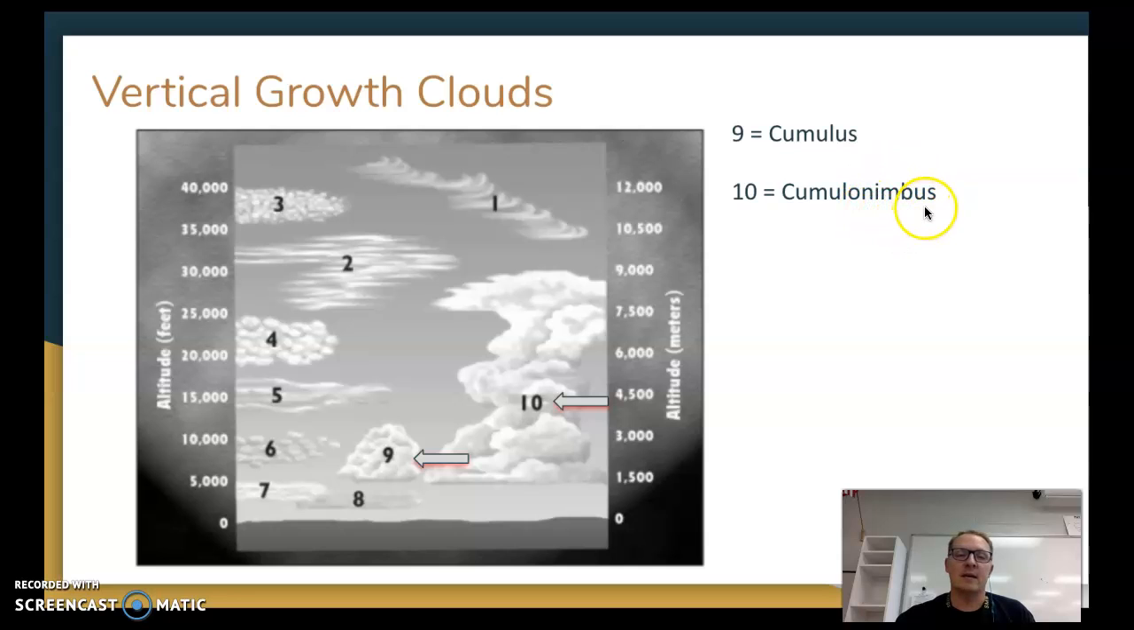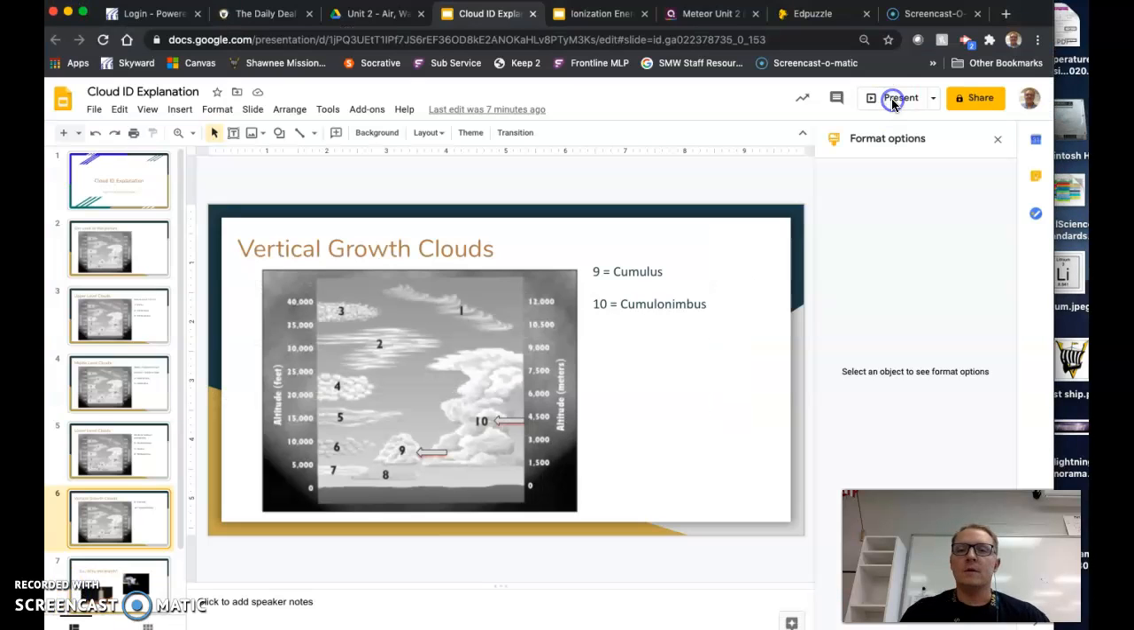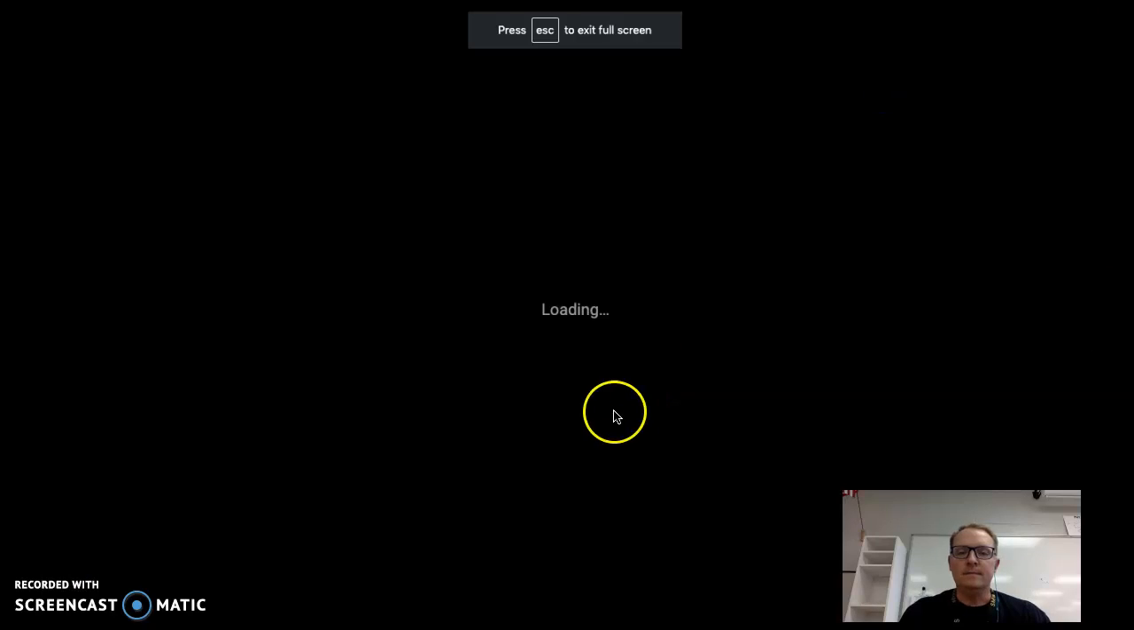There's that word nimbus again, right? These are also called thunderhead clouds, and they are incredibly huge, tons of energy, and almost always bring about some form of storm or precipitation. All right? All right, continuing on.